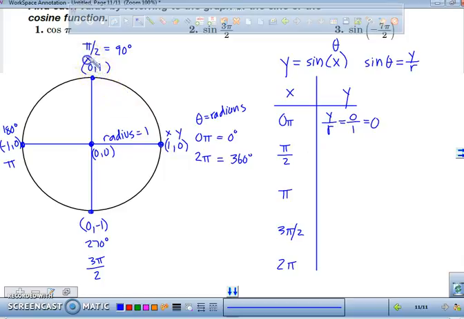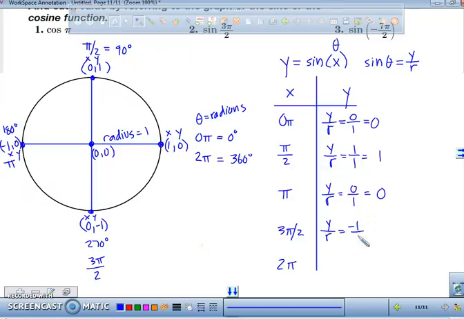Okay? What about at pi over 2? What's our y value over our r value at pi over 2? 1 over 1. So we're at 1. Okay? What about at pi? What's our y value over our r value at pi? 0 over 1. Just get back at a 0. So now let's look at 3 pi over 2. What's the y value over the r value at 3 pi over 2?